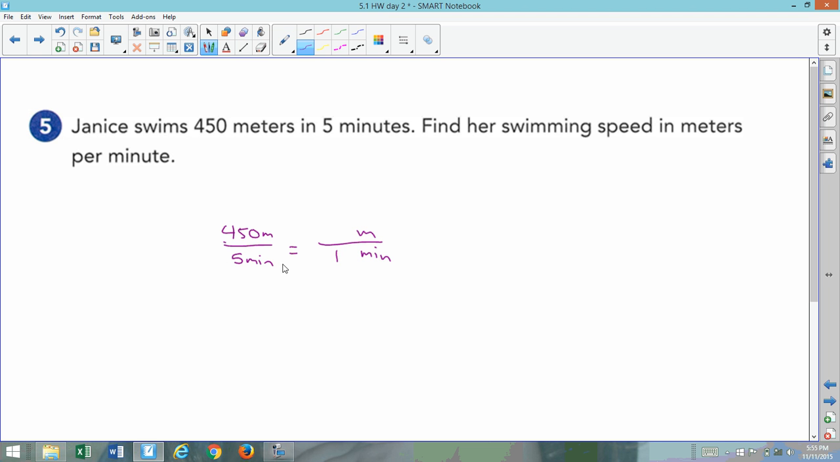So what do we have to do to 5? Well, we have to divide by 5 to get 1. Divide by 5. 5 goes into 45 9 times. 5 goes into 0, 0. So it's 90 meters per minute. Not a bad clip for a swimmer.